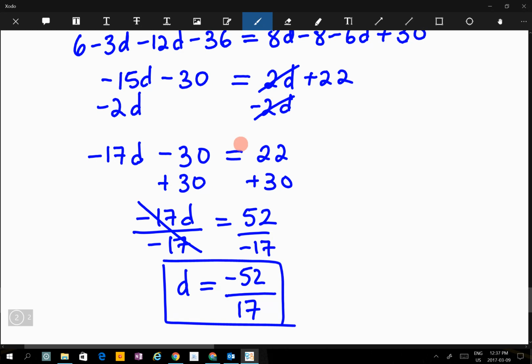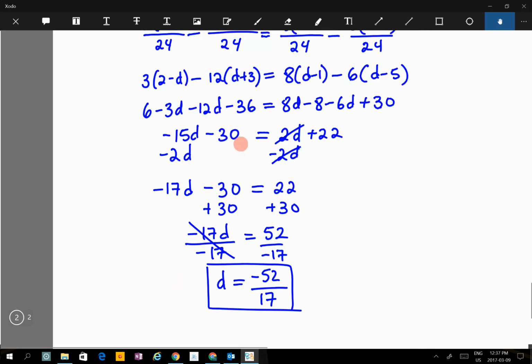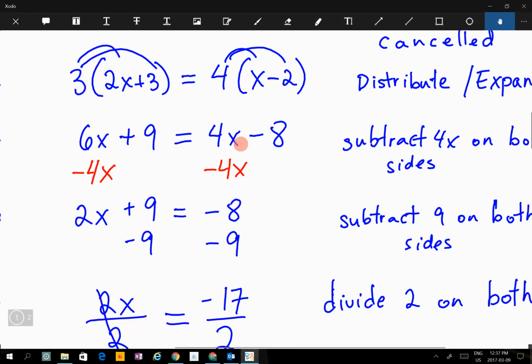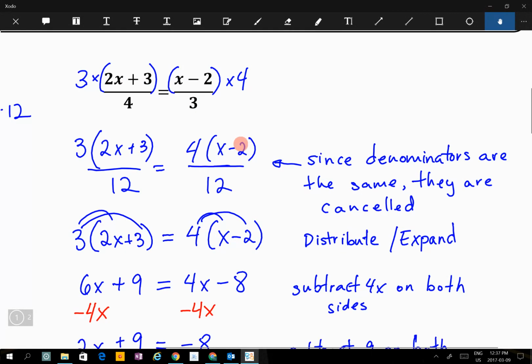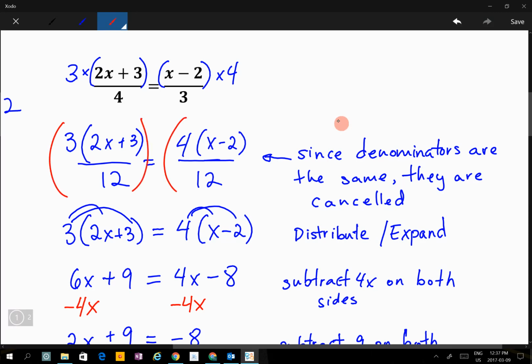And there you go. Those are just a few examples of working with fractions inside your equation. Just to go back up here one more time to understand my original example. Again, the reason why, since the denominators are the same, they are cancelled. So imagine multiplying both sides by 12. That's what allows me to cancel those 12s and cancel these 12s. And that's why they disappear.